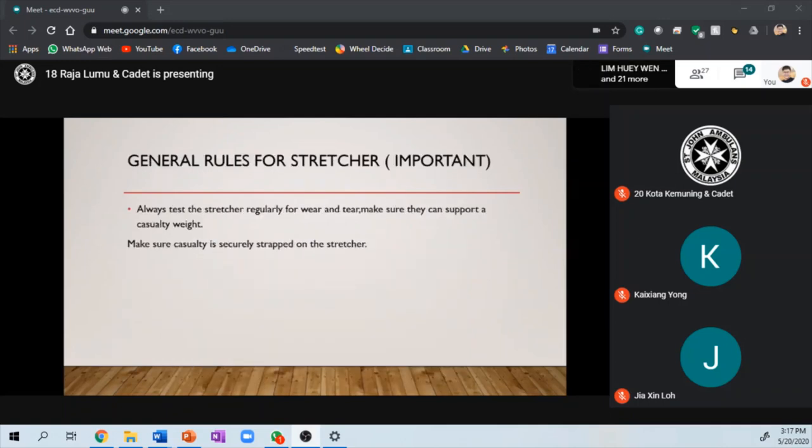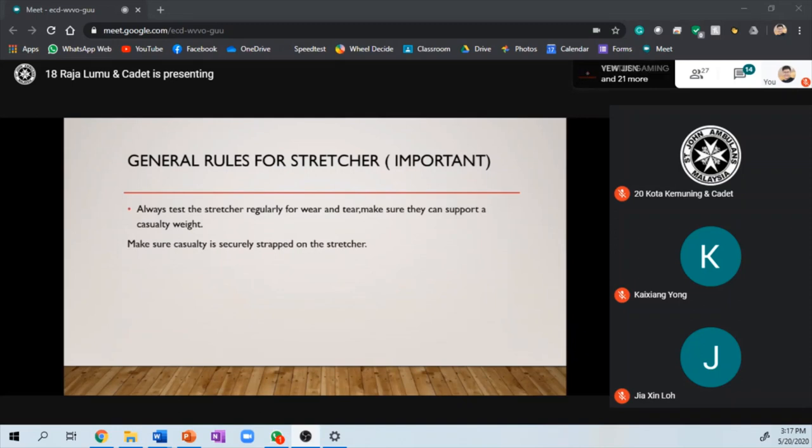Okay, general rules for stretchers. This one is very, very important. You had better remember these before you use any stretcher. First, always test the stretcher regularly for wear and tear. Make sure it can support the casualty's weight. This means that before you move any casualty onto a stretcher, you have to check the stretcher's condition first.